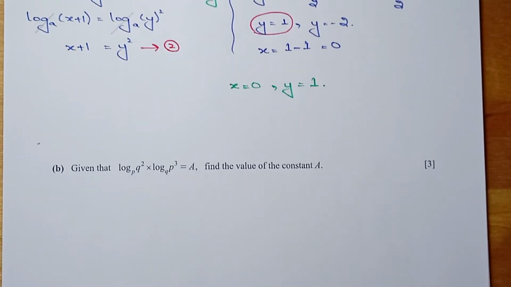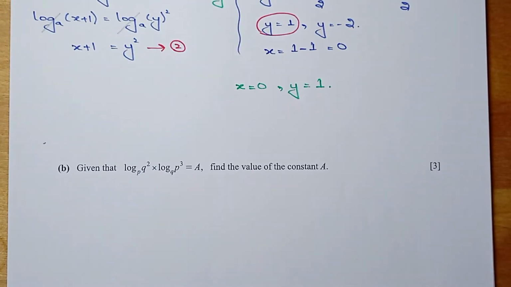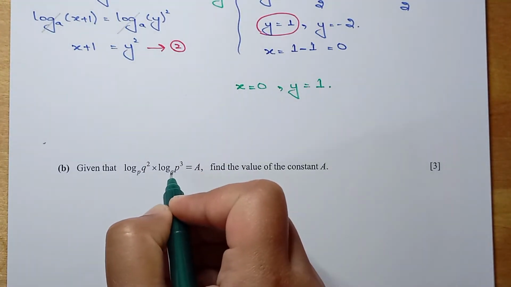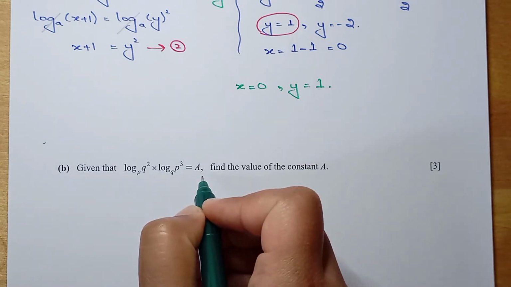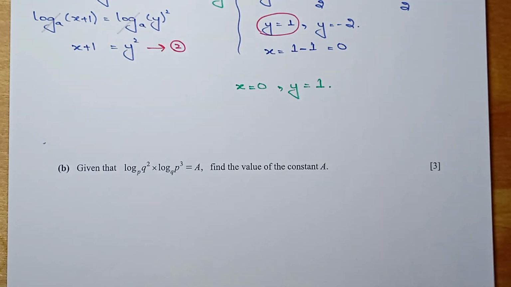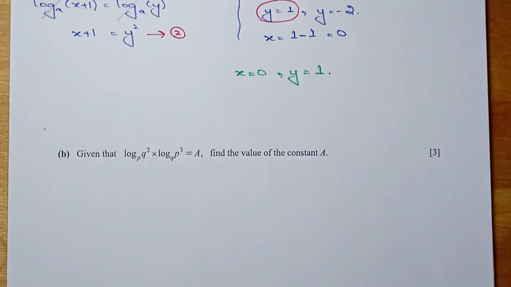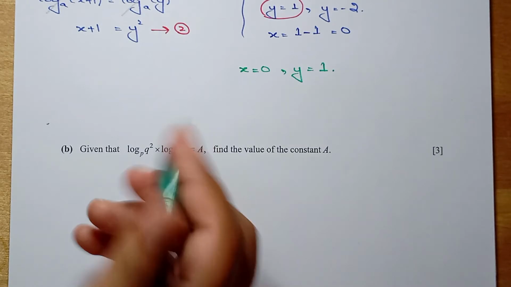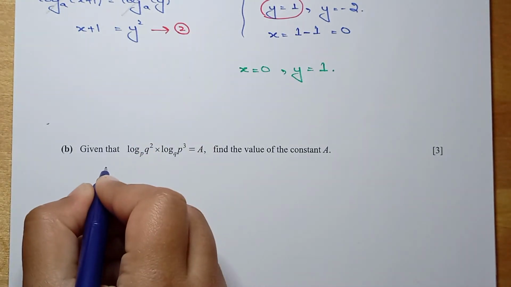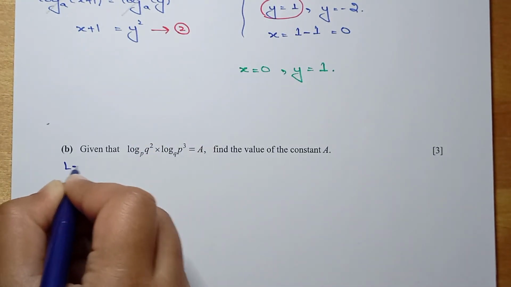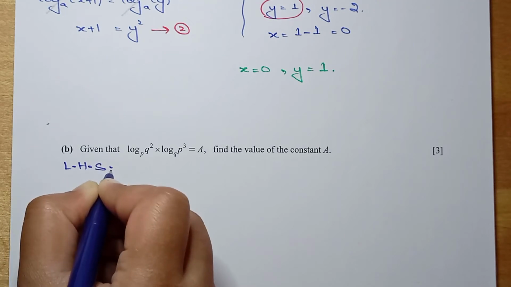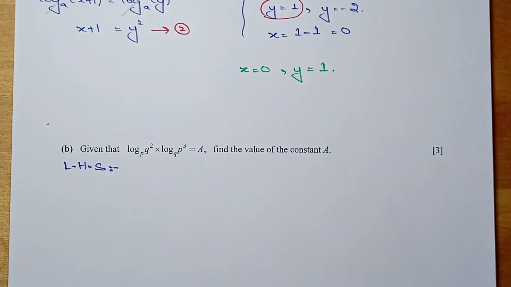Moving to the b part, given that log p q square times log q p cube is a. Find the value of the constant a. Okay, so let me simplify this by taking the left hand side, and we will get the value for a. A must be a constant.